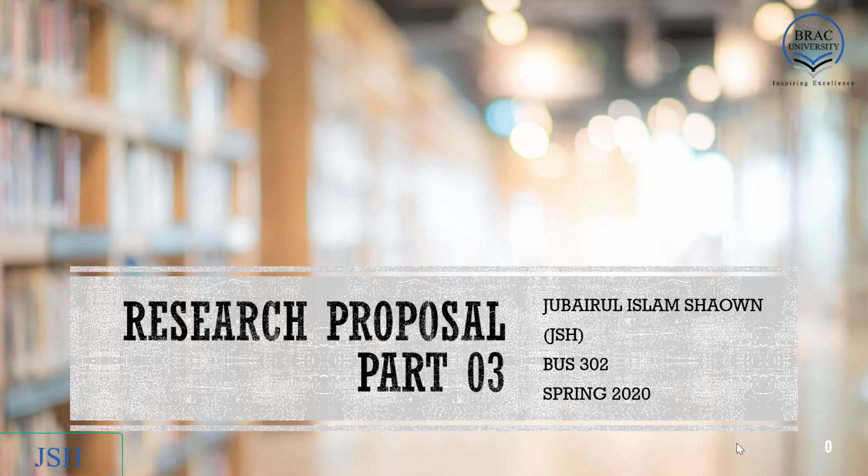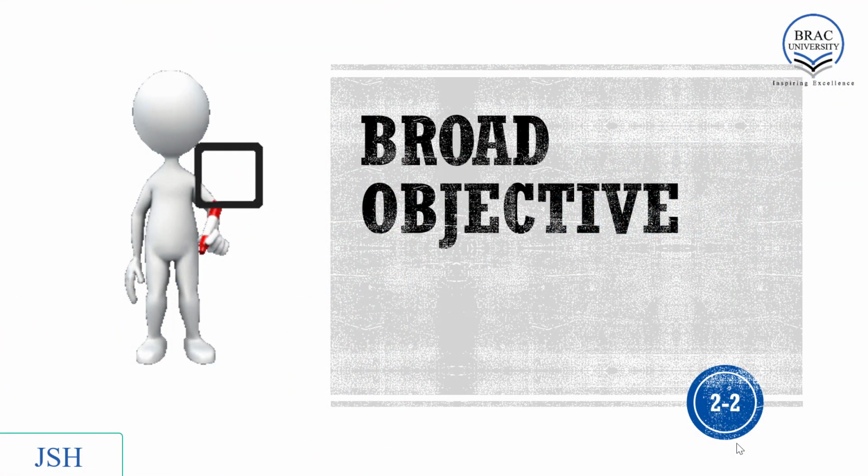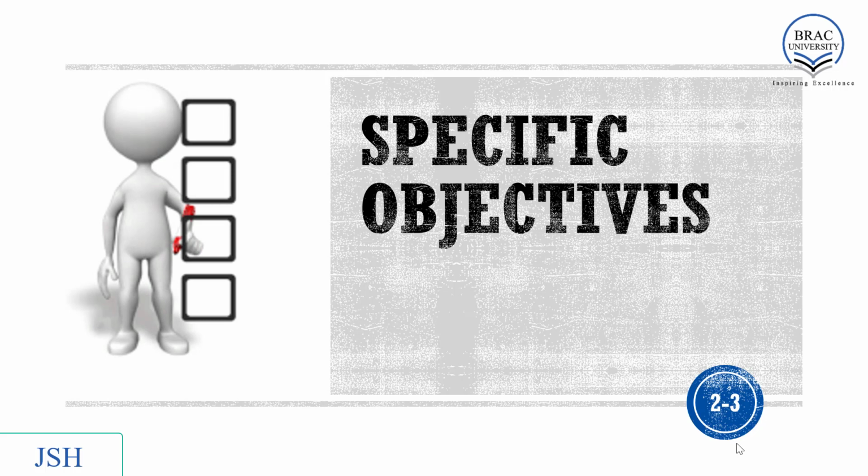Welcome to you all to the very last video of today's class. This is the third part of the research proposal series. In the last two videos, we discussed what the research question is and what a broad objective is, right? In this video, I'm going to finish off by discussing what specific objectives are. What is the definition of specific objectives and how do we write it?